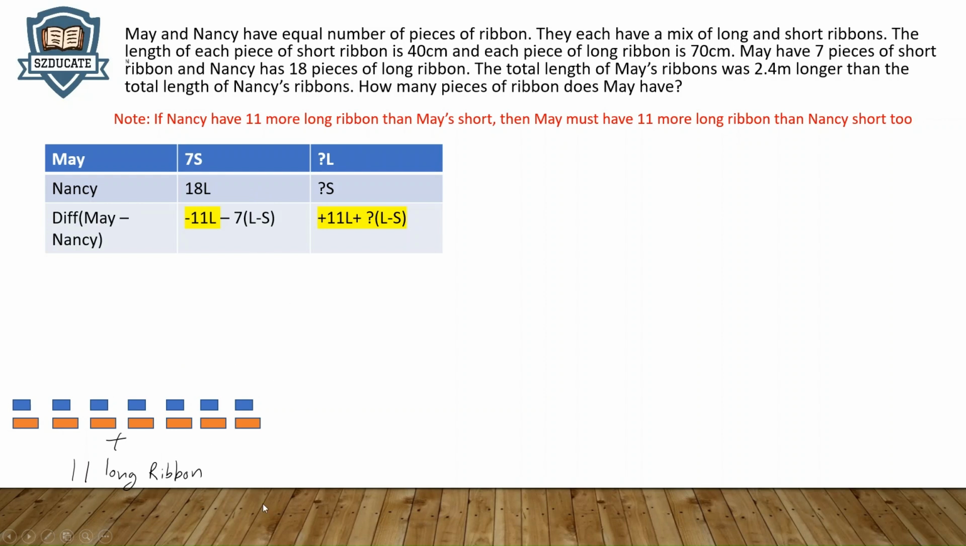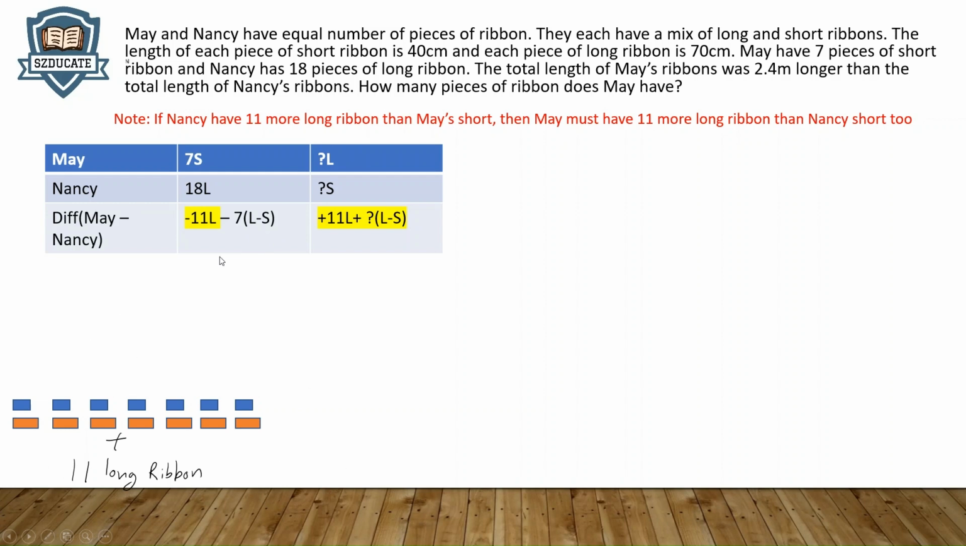And other than this, I must take note that I have 11 extra long ribbon. And this long ribbon belongs to Nancy. So that's why it's minus 11 L minus 7 bracket L minus S. It's a bit cryptic, but that's what it means. So with the diagram here, I hope you can understand better.